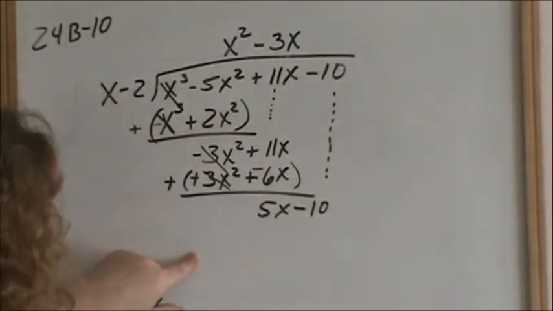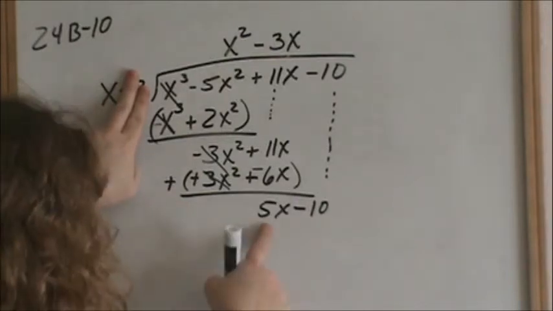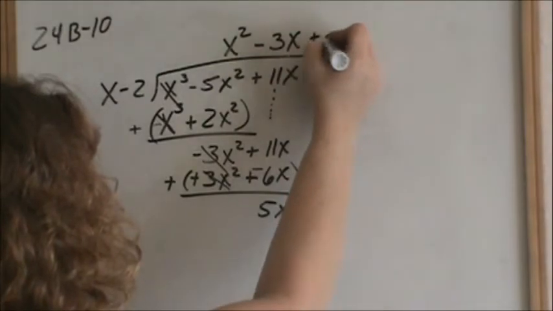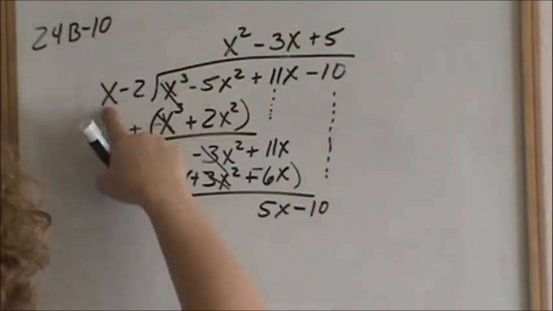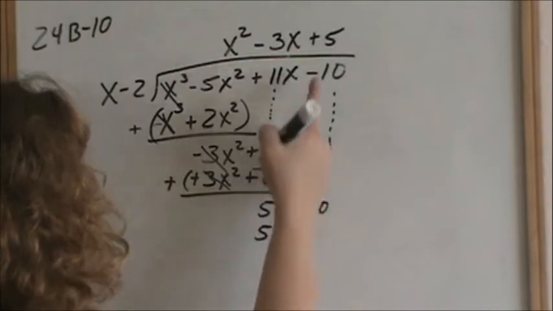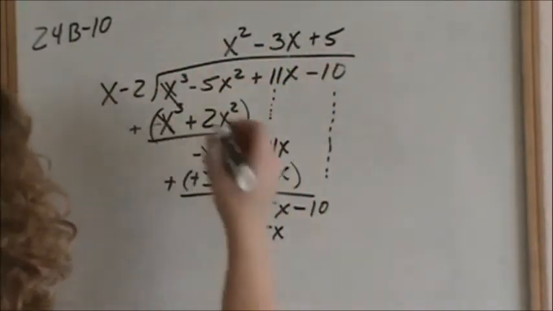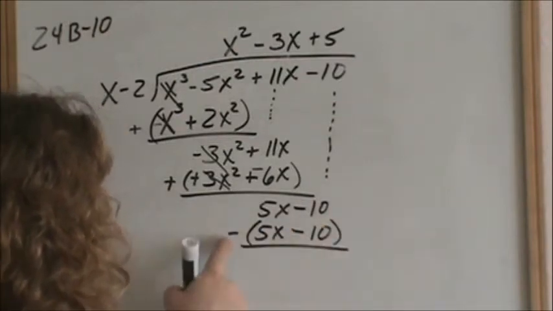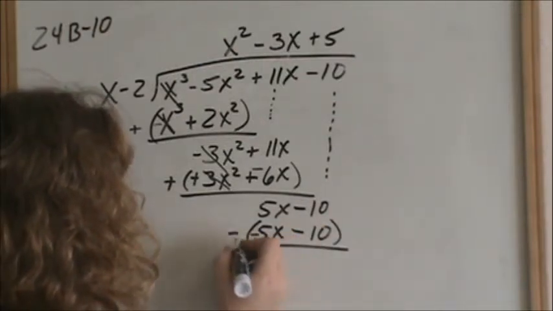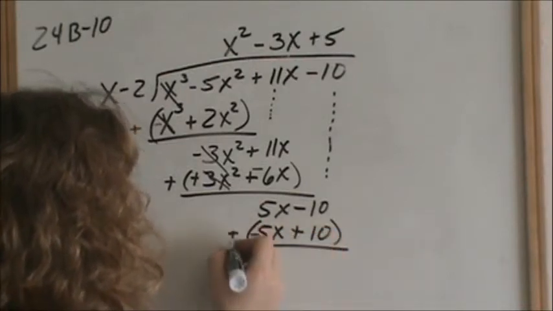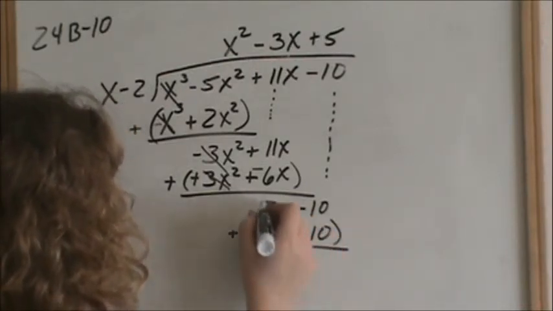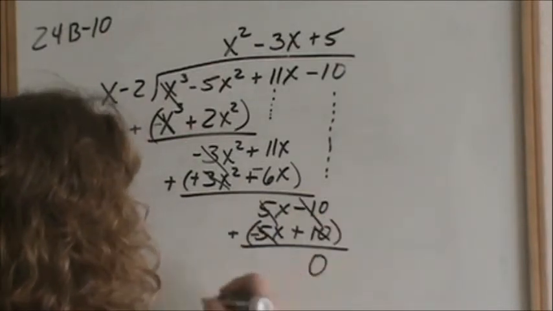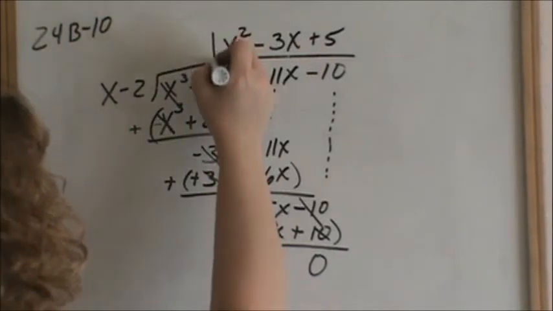Go through the whole division process again. X into 5x, or what times x gives me 5x? A positive 5. Positive 5 times x is a positive 5x. Positive 5 times negative 2, negative 10. Now you subtract this whole thing. This negative gets distributed to this. Negative times a negative becomes a positive. 5x minus 5x, 0. A negative 10 and a positive 10, 0. So there's no remainder. This is your answer.